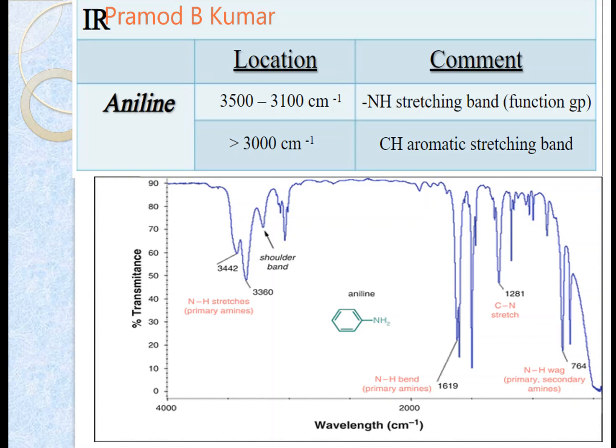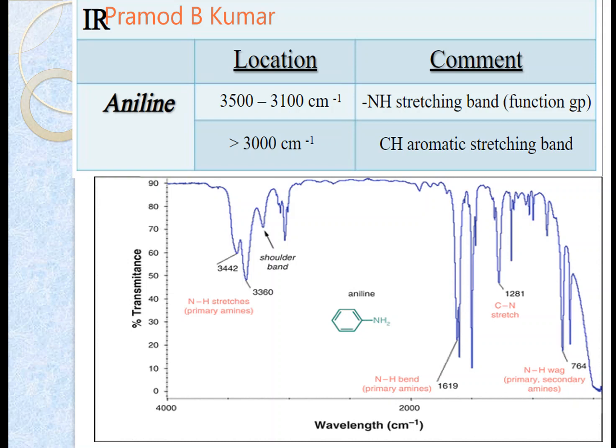How do you infer that it is aniline using analytical tools? So let us go for IR. IR shows NH stretching for the functional group at around 3500 to 3100. It will show an NH stretching. You can see in the diagram it is so. You can see the primary NH stretching and your shoulder bands in the IR spectrum.